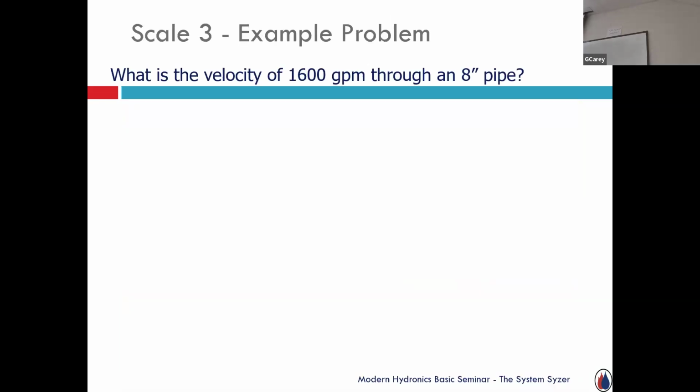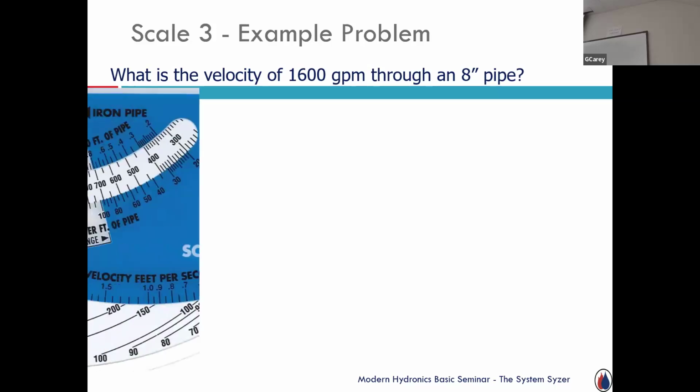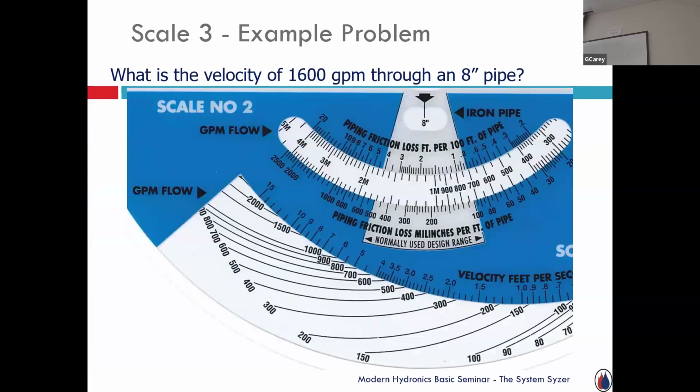What's the velocity of 1,600 gallons a minute flowing through 8-inch pipe? So what would I do? On scale 2, I line up 8-inch pipe. I really don't care where the 1,600 falls up here because I'm not chasing the pressure drop. I want to find out the velocity. Once I line up that 8-inch, I glance down to scale 3, find 1,600. So 1,000, 1,500, 2,000. Just a little bit above that line is 1,600 gallons a minute. That's pretty excessive. That's close to 10 feet per second.